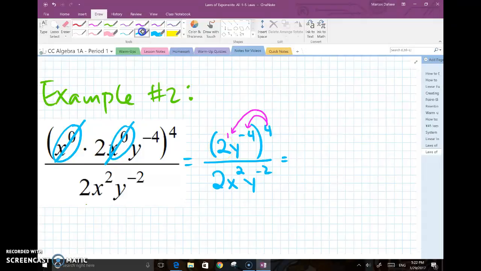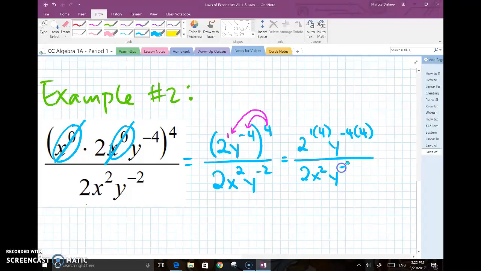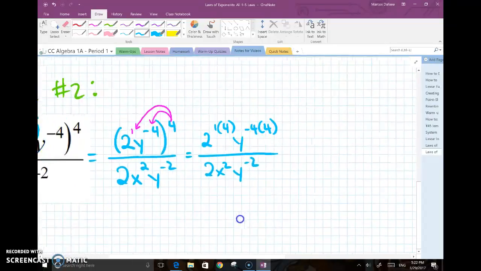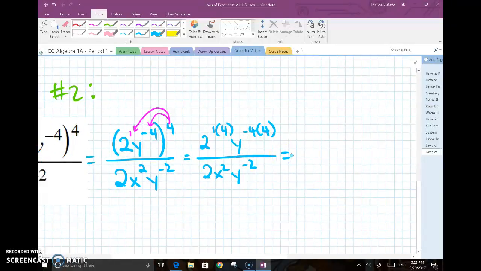Okay, so what I get from that is the following. I get 2 to the power of 1 times 4, y to the power of negative 4 times 4. Down here, everything I had before is still there. It's waiting for a chance to do something. So back to the top, we have 2 to the power of 4, y to the power of negative 16. Down here, still the same thing.